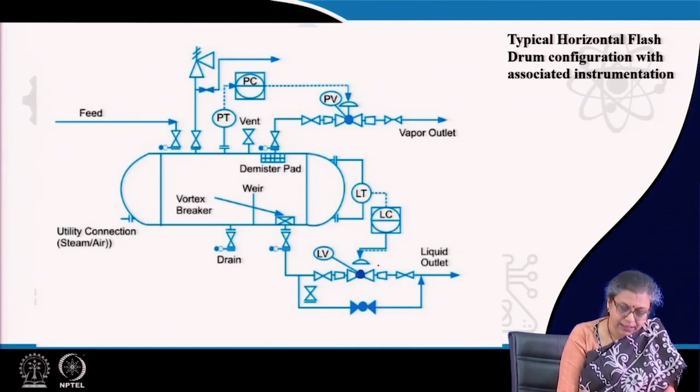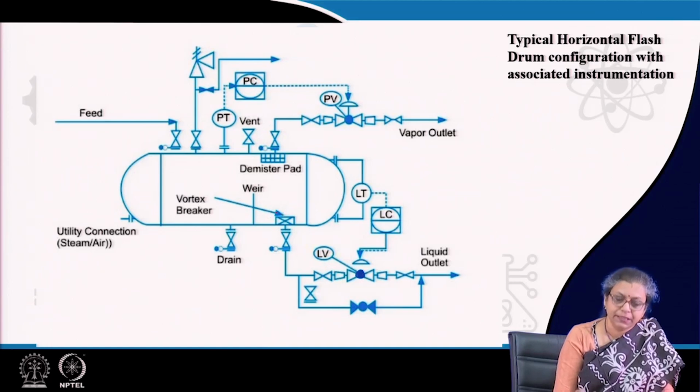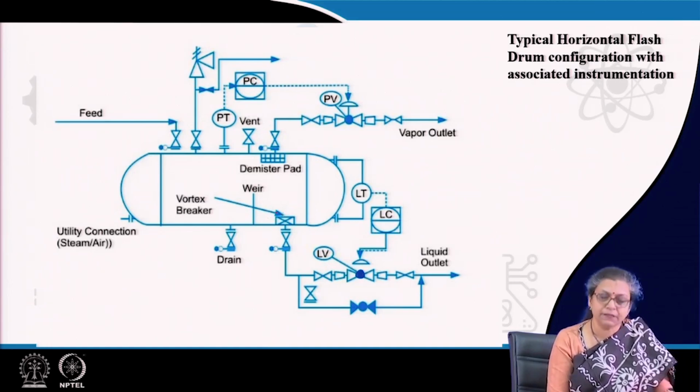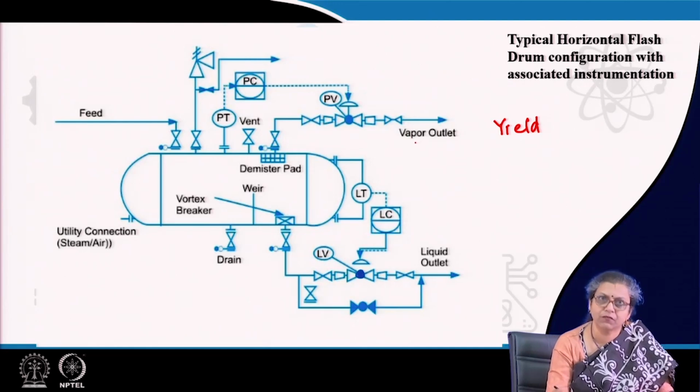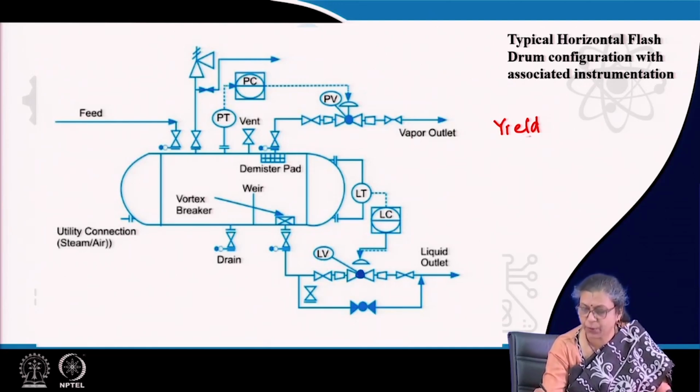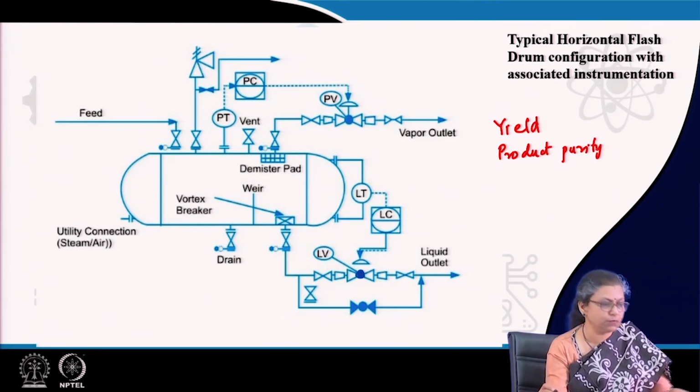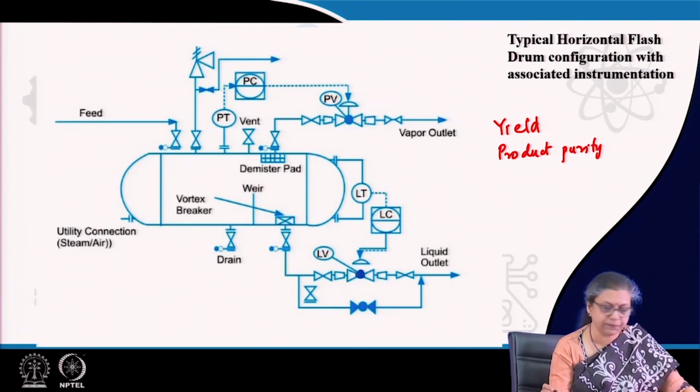And the condition is such, as I have already mentioned, the condition in the flash drum should be such that on flashing, the vapor and liquid streams that we get meet the specifications. The specifications can be specified either in terms of the yield, maybe the amount of vapor fraction we require, or in terms of product purity. Say, for example, for the more volatile component, we need this much amount of product separation. It can be anything of that sort, right.